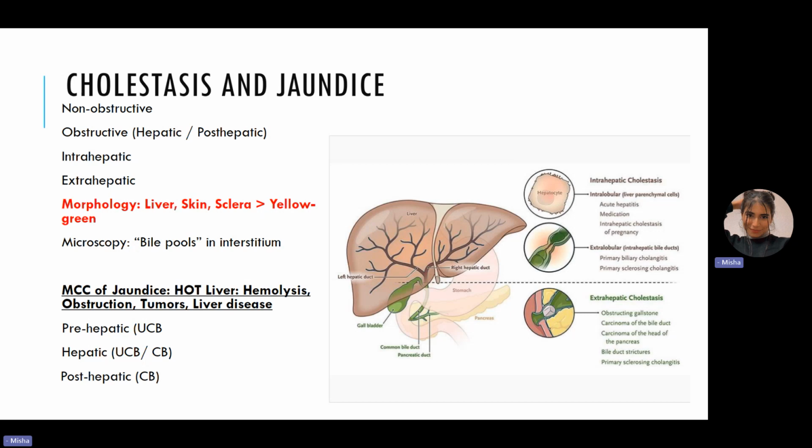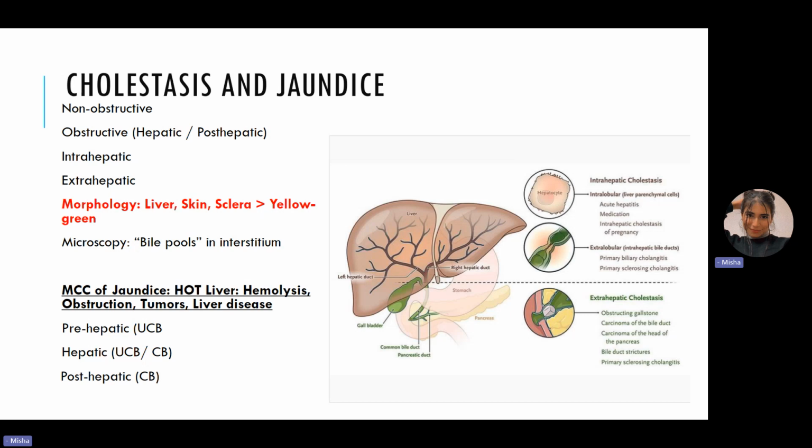Now, the most important thing over here is the morphology. What you would see is that the liver, skin, or sclera will turn yellow-green, and microscopically we will see the pooling of bile in the interstitium. Now, because we're obviously talking about jaundice, the most common causes of jaundice would be hemolysis, obstruction, tumors, and liver diseases. You can remember this with a hot liver.